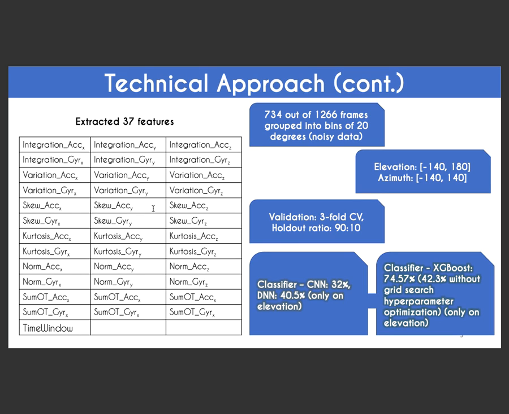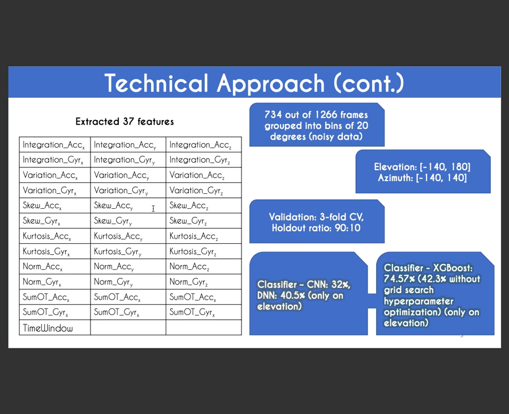Humans cannot really distinguish the location of sound sources that are placed very close, less than 20 degrees apart. So we essentially transformed the regression problem into a classification problem. The elevation had 16 classes and the azimuth had 14 classes. For every machine learning model that we trained, we ensured that it doesn't overfit. We had 3-4 fold cross validation in place, and we also had a hold-out ratio of 90 to 10.